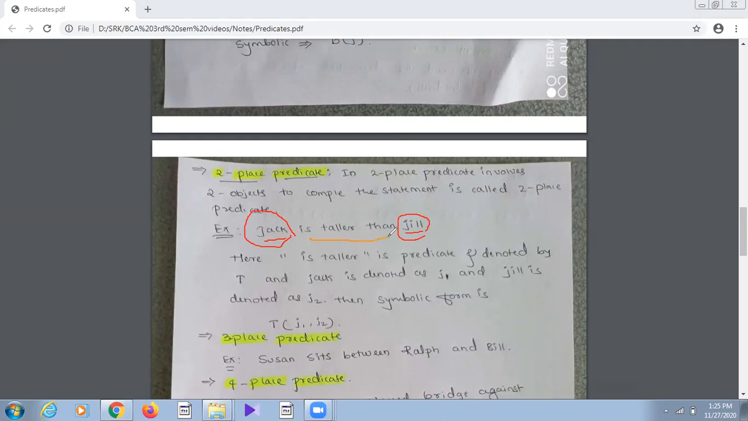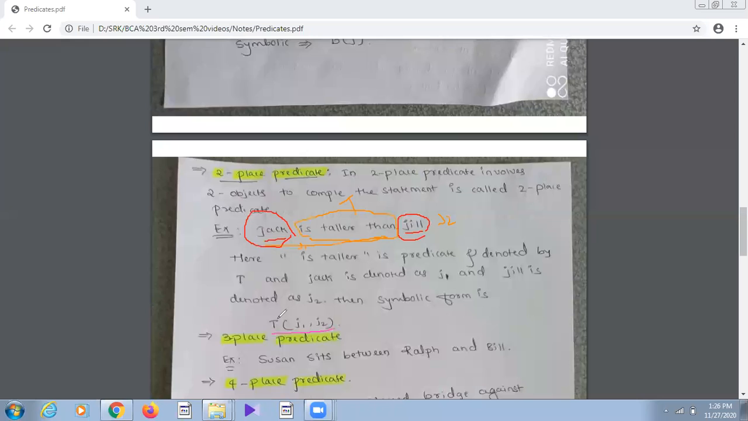So "is taller than" is the predicate name. Here the taller-than predicate we denote with the capital letter T, and Jack will be small j, and Jill small j. You can give any name, so I will take J1 and J2. I give one name each. Then the symbolic form of this primary statement is T of J1 comma J2.